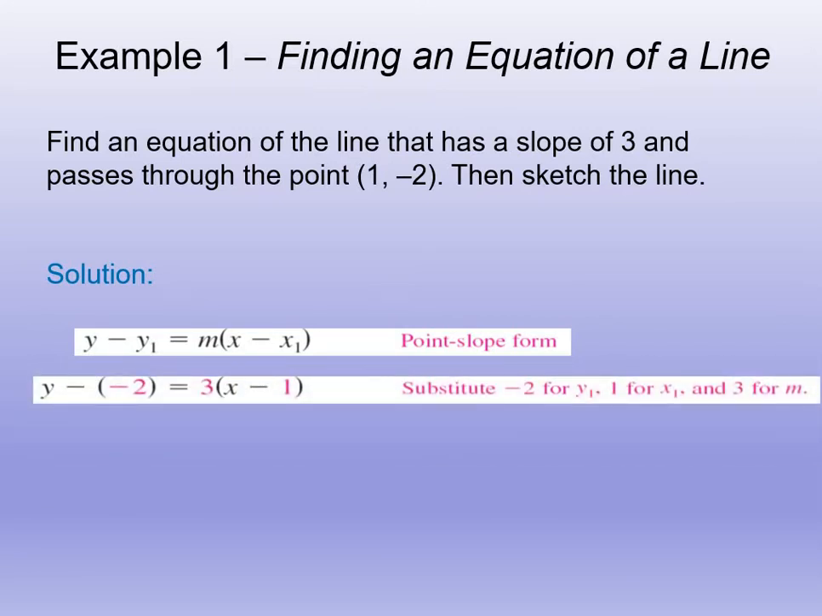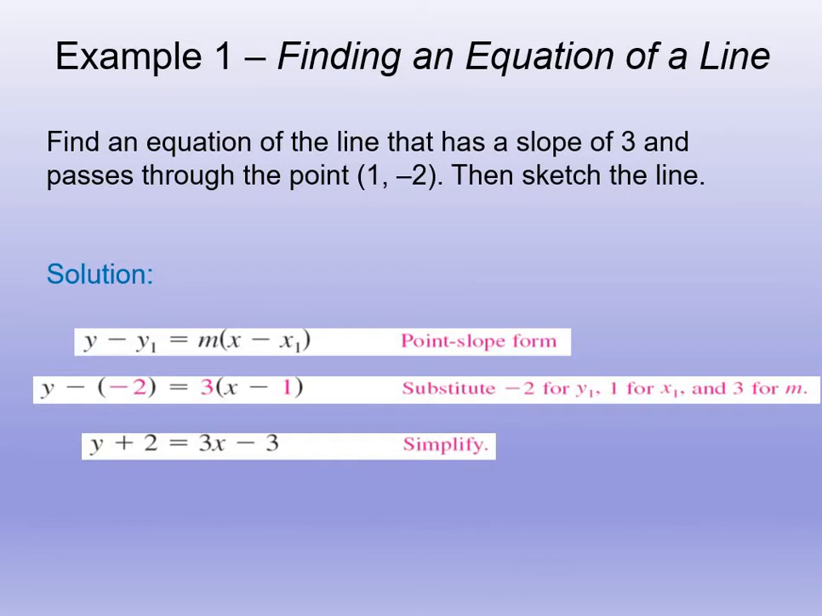Please remember to keep track of signs. When you substitute in a negative 2, look at what's going on on the left-hand side. We have y minus a negative 2. That becomes y plus 2 on that side. Be very, very aware of signs when you substitute in. Then do the algebra. On the left-hand side, we have y plus 2. On the right-hand side, we distribute the 3 to everything inside the parentheses, so it'll be 3 times x and 3 times negative 1. That's why we have 3x minus 3.